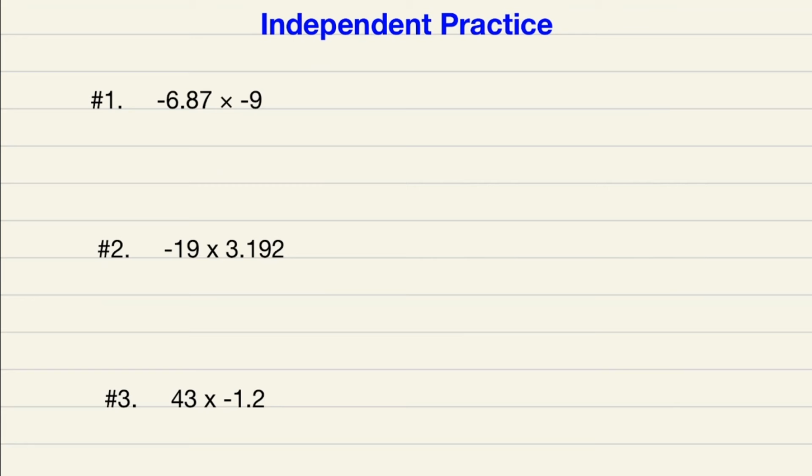So for number 1, they are both negative numbers. Since they are both negative numbers, they have the same sign. Your final answer should be positive. Now let's count how many numbers are behind the decimal point. We have 1, 2. So I'm going to put a 2 in parentheses on the side here. And now I'm going to multiply. The number with the most digits goes up top. So 687 times 9.